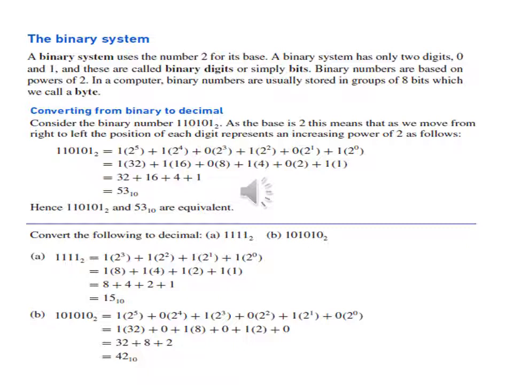Convert the following binary numbers to decimal: 1111 base 2, and 101010 base 2, to base 10. So 1111 base 2 equals 15 base 10. 101010 base 2 equals 42 base 10.